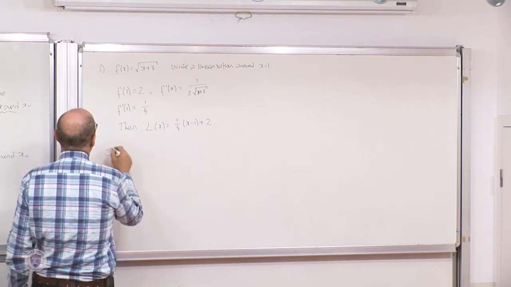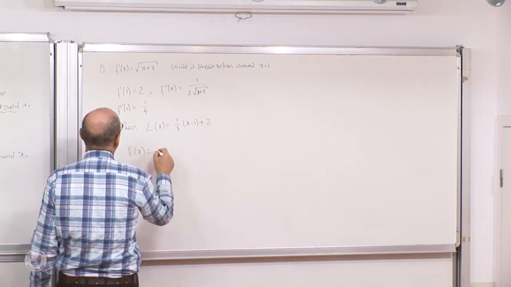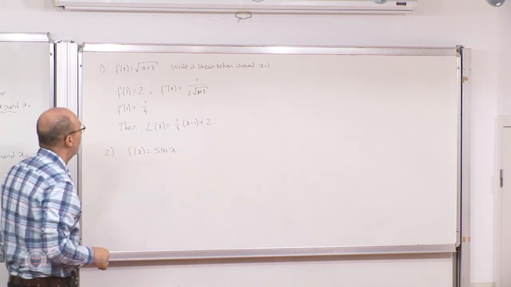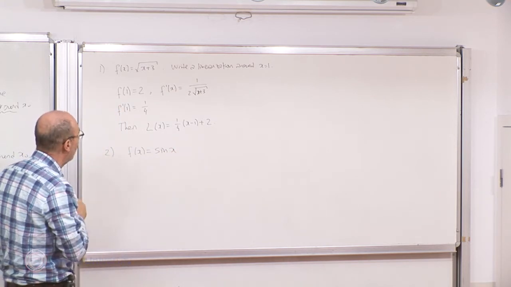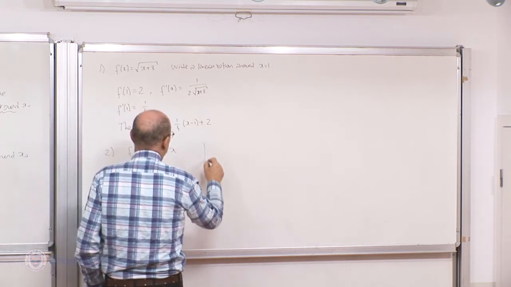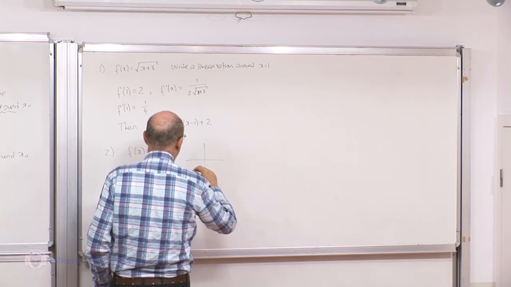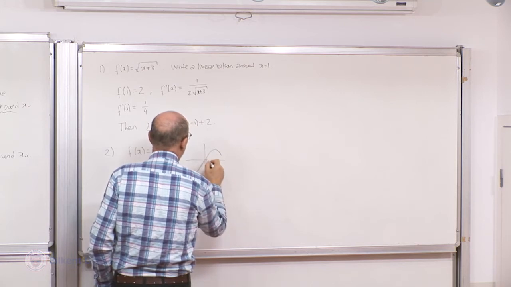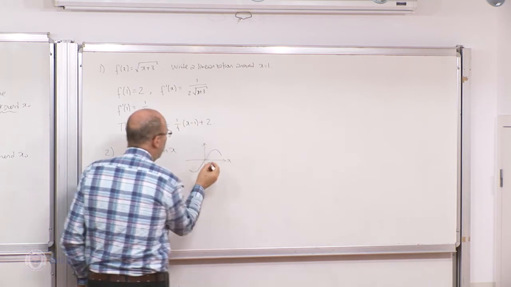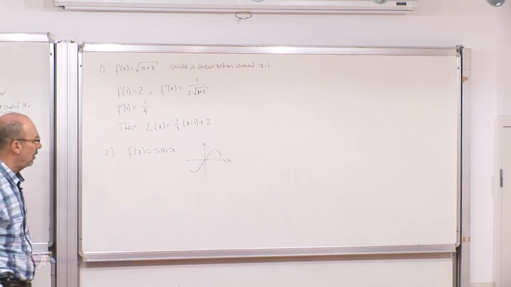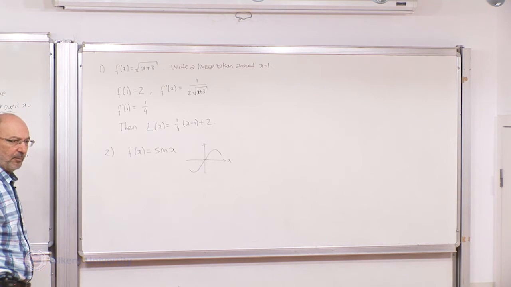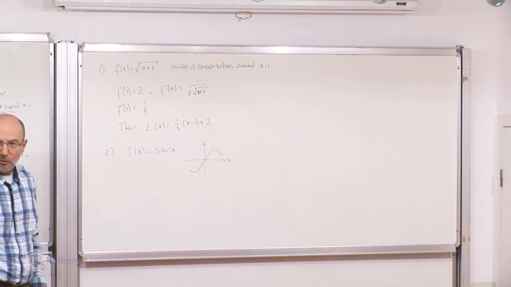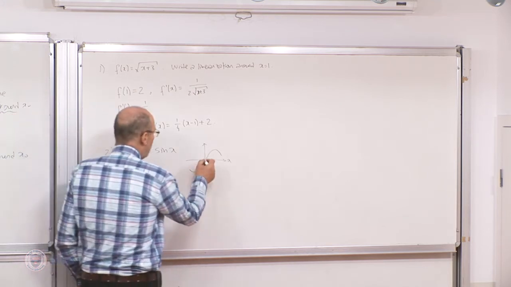Okay, so what is a linearization of sine x? f of x equals sine x. So the graph of sine x is something like this. Okay, so it goes like this. So we want the linearization at this point. So you see that it looks like a straight line there. To say that it looks like a straight line in everyday language in calculus means that the tangent line approximates it.